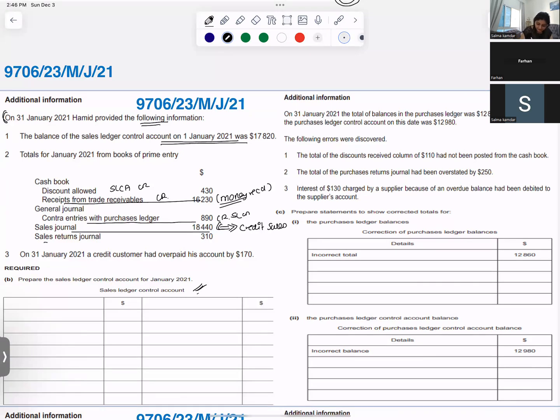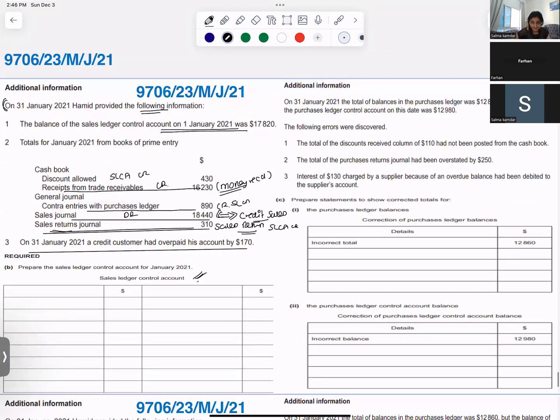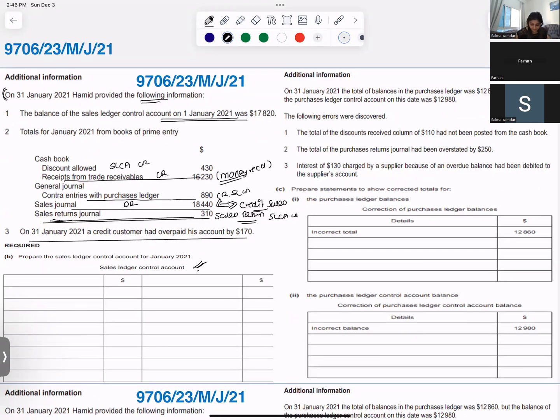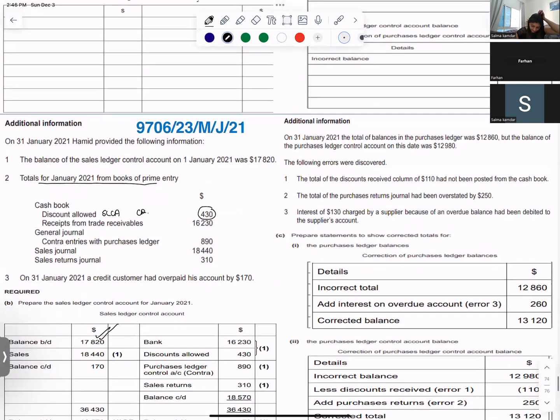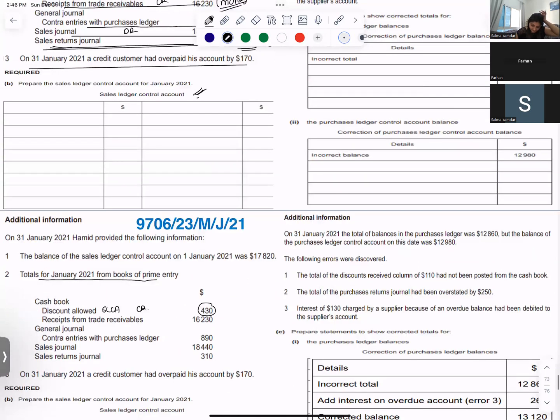Sales return journal. Sales return journal, credit side. Credit sales will be on the debit side. Sales return journal, that is sales return. Where will this go? Sales return, so it's going to be credit side. SLCA credit side. Okay. What about this? On 31st January, a credit customer overpaid. Where will this go? Overpaid is debit side.